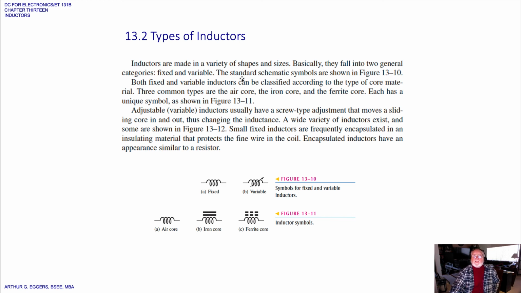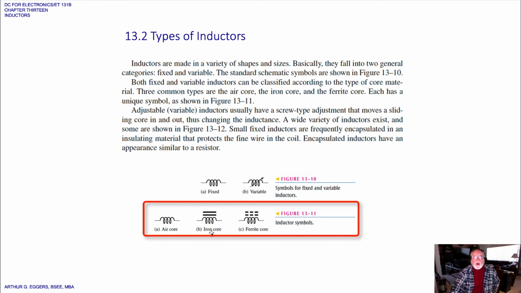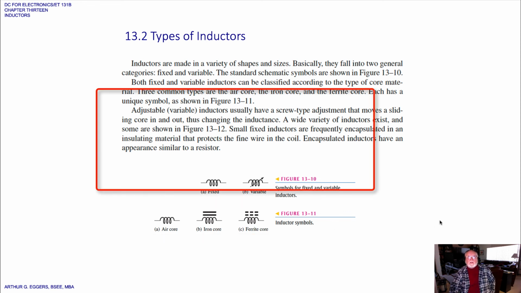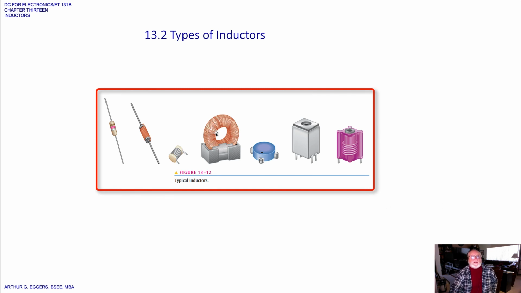So the inductors fall into two general categories: fixed and variable. We can see on the bottom a fixed, and the variable that has the arrow through it. We also have types that have air core, iron core, and ferrite core. Pictorially, you can see the different types here. Some actually look like resistors, some look exactly like coils, and some have adjustments. The adjustments allow us to move the core through the center of the inductor and change its inductive value.